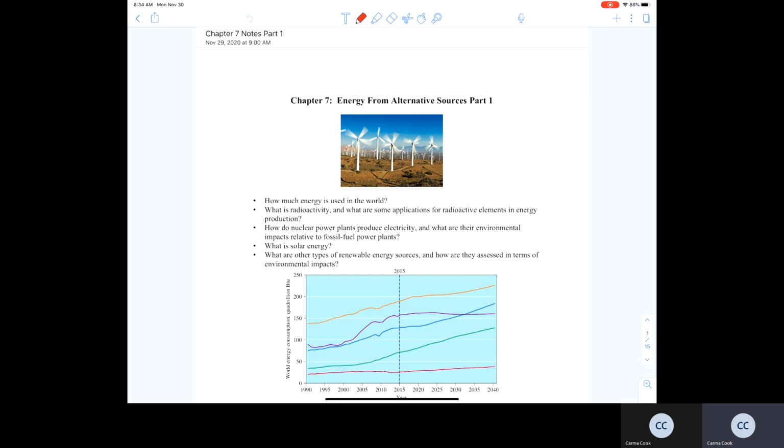And so we've already learned about energy sources such as coal, petroleum, which is a crude oil product. Included in that also, we looked at natural gas, which is mostly methane. And then we also focused on some other crude oil products, such as octane. And so in this chapter, we're going to be looking at some other alternative sources.